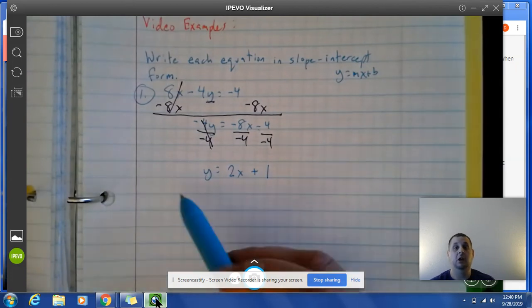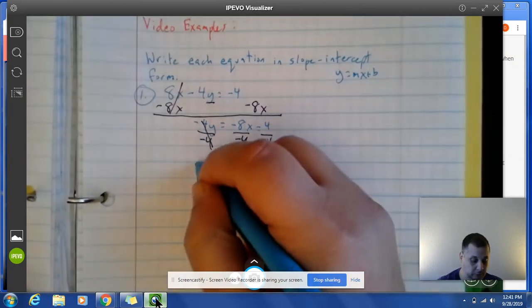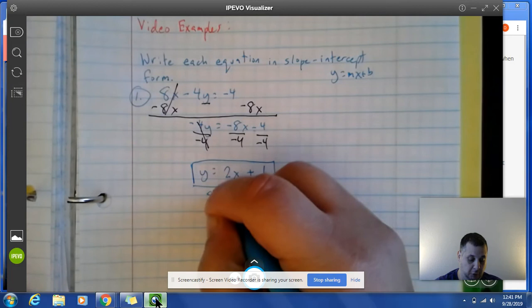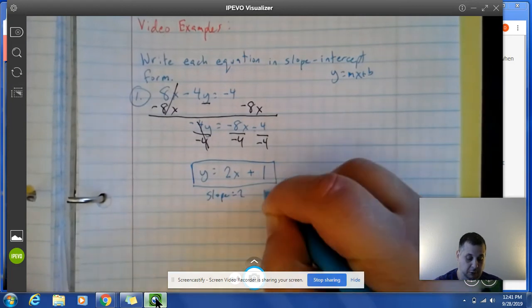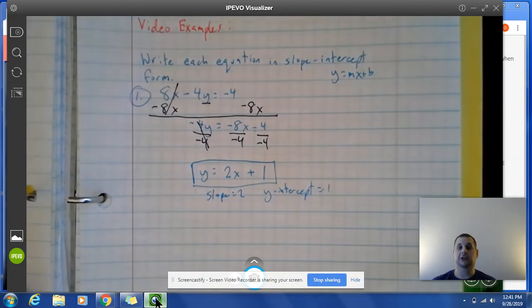And now guess what? y equals 2x plus 1 is slope-intercept form. And now we can look at this equation and see that the slope is 2 and the y-intercept equals 1. All right, that's how simple it is.